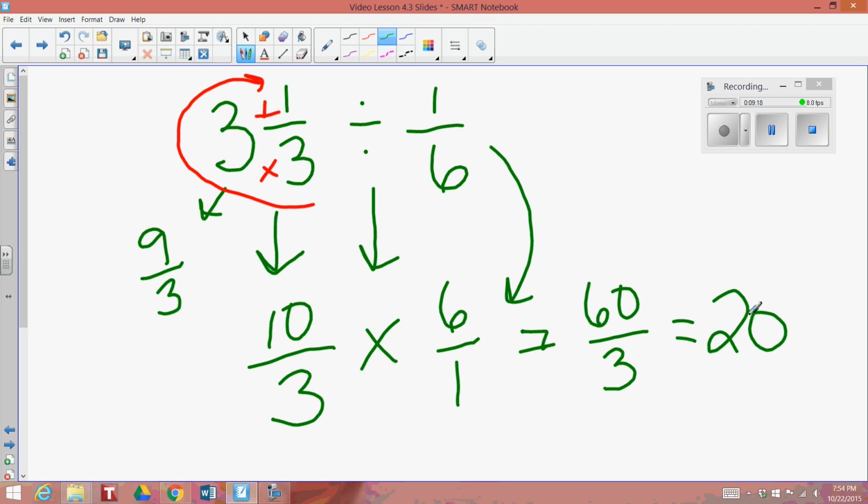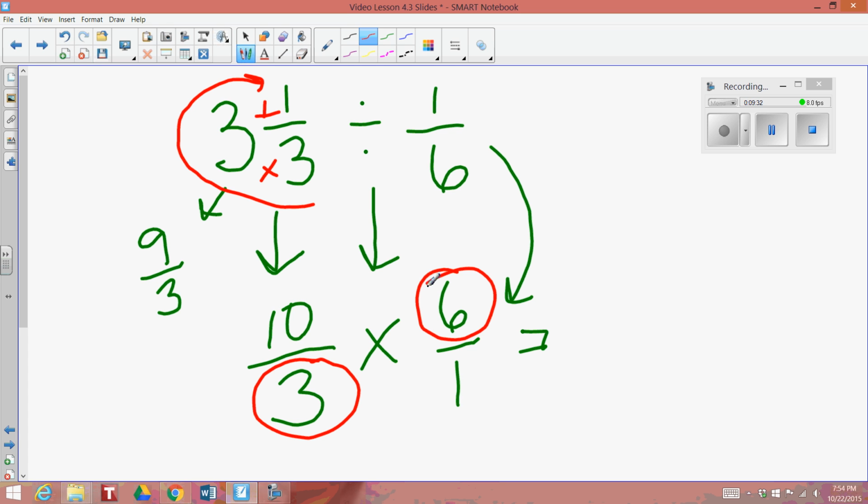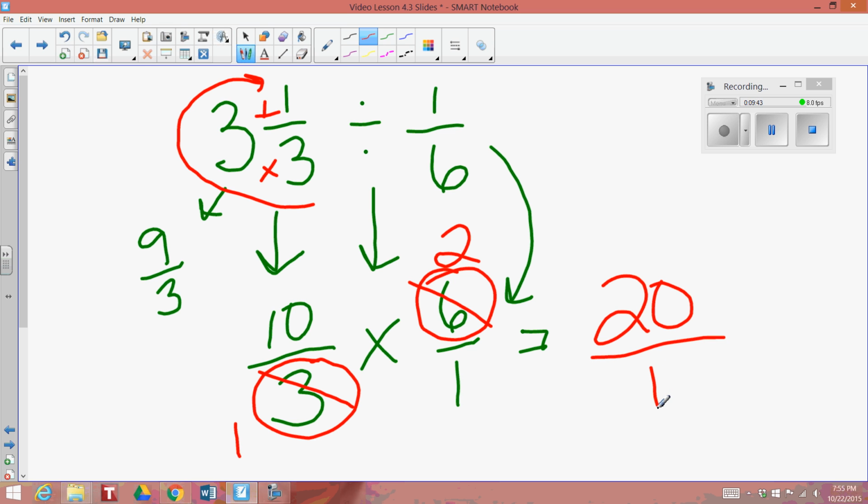Now, some of you probably noticed, in order to get that 20, we didn't have to do all that multiplication. We can actually have cross-canceled. I noticed that 3 and 6 have a common factor of 3. So 3 divided by 3 is 1, 6 divided by 3 is 2, and therefore we can now multiply our numerators, which is 20, and our denominators, which is 1. And 20 wholes is, just like our previous answer, 20. You get the same answer, you can just get it in different ways.